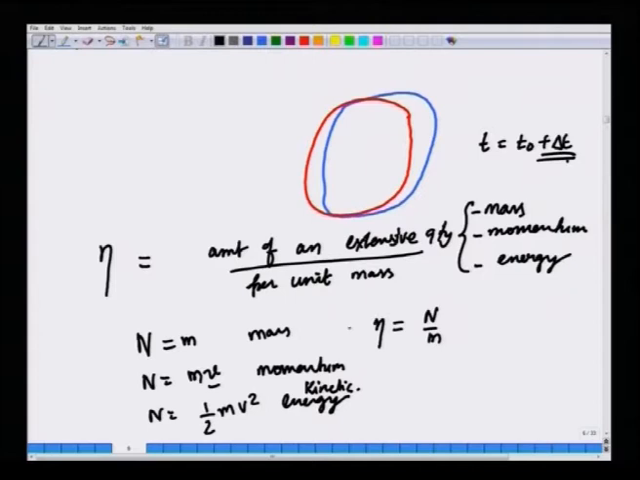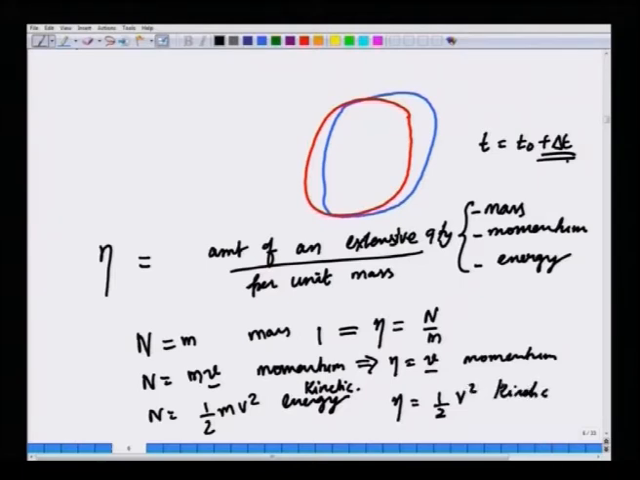So, eta becomes 1 for mass. Eta becomes v for momentum, because mv is the momentum, and per unit mass it is simply v. And eta becomes half v squared for the microscopic kinetic energy of the fluid.